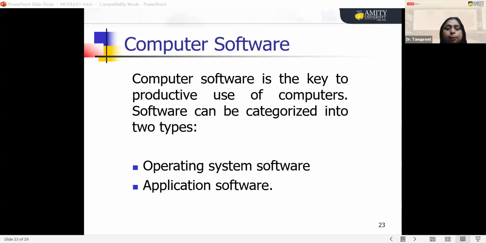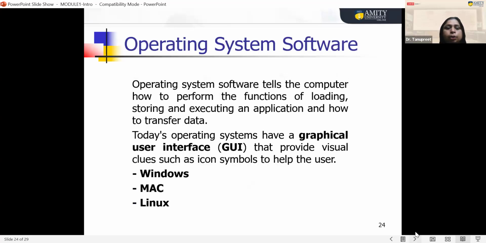Now let me discuss a very important part with you: in a computer, there are basically two types of software. One is the operating system and the other is the application software. Operating system everybody knows. For example, it can be Windows, Mac, or Linux. So what is an operating system? It is software that develops an interaction between the user and the computer.